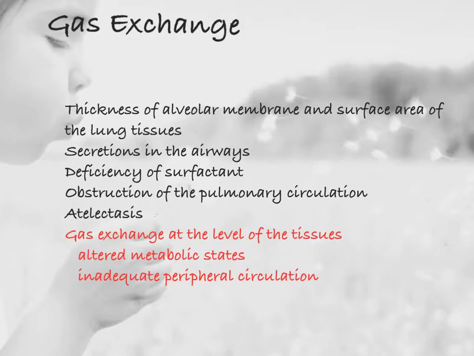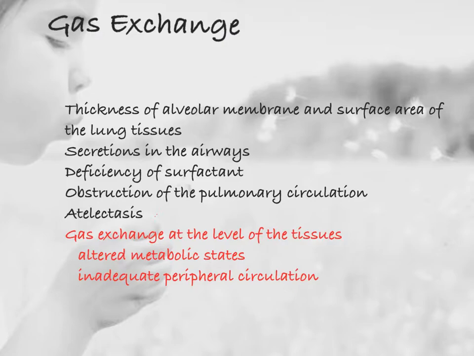Okay, and the last thing we're going to talk about, it's in red, is that you also have gas exchange at the level of the tissues. It's only one part to get the oxygen into the blood. It also has to be then delivered to the cells, and the cells have to exchange their metabolic waste, which is carbon dioxide. So you can have impaired gas exchange at the level of the tissues, the peripheral tissues as well, especially in altered metabolic states where the body can't keep up with the tissue's demand for oxygen, or when we have inadequate circulation to those tissues.